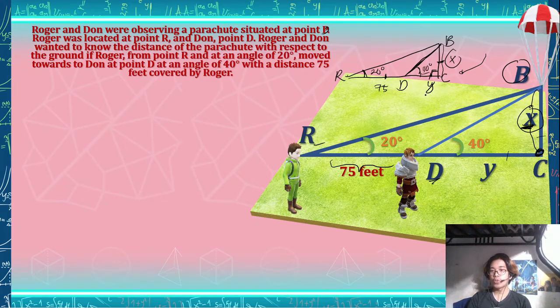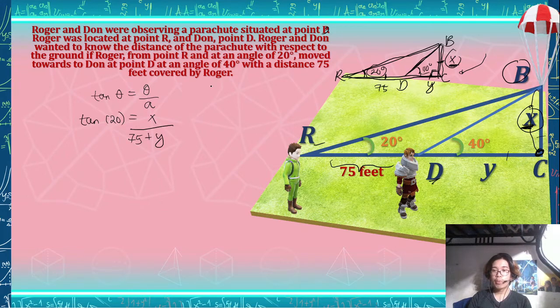So that's triangle BRC. And in triangle BRC, we can say that tangent theta is going to be equal to opposite over the adjacent side. For this problem, we need to find the value of x, and since x is opposite of 20 degrees on this big right triangle, its opposite side is x, the one that we want to find. Therefore, tangent 20 degrees is equal to the opposite side, which is x, the one that we want to solve, all over the adjacent side, which is 75 plus y.